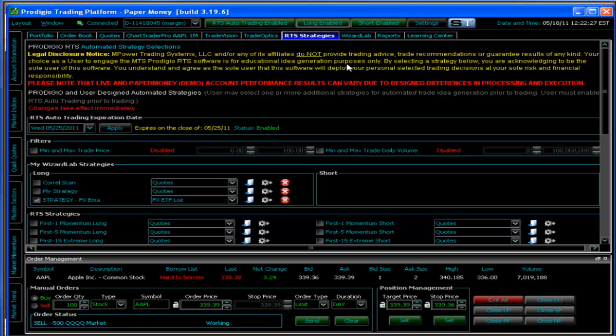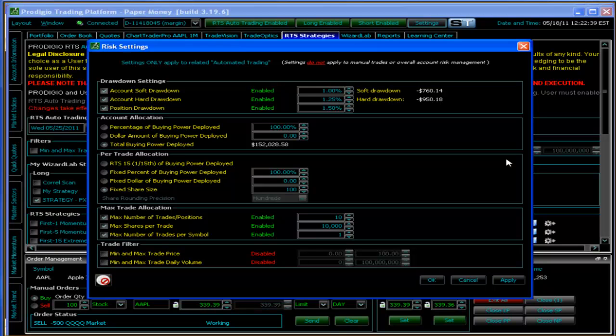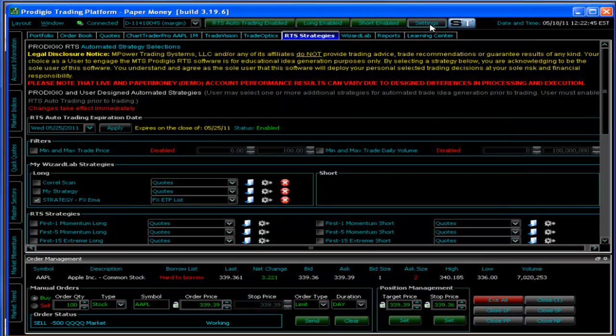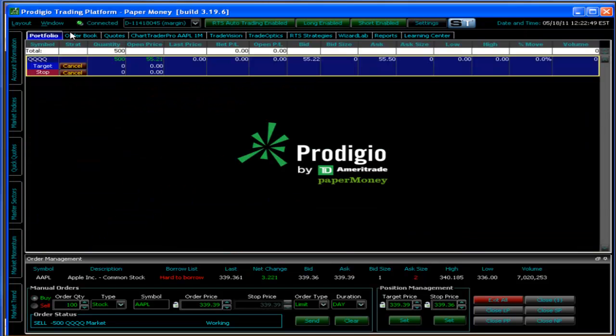So it's very simple to get started and to begin robotically trading. And the only other thing to mention about RTS trading before I get back into the parameters of building strategies and rules, etc., is that robotic trading in Wizard Lab is managed by risk parameters. Now what I did here was I clicked on this settings button, and that's linked to the Prodigio robotic trading account, right? And you can see actively managed positions on the portfolio.